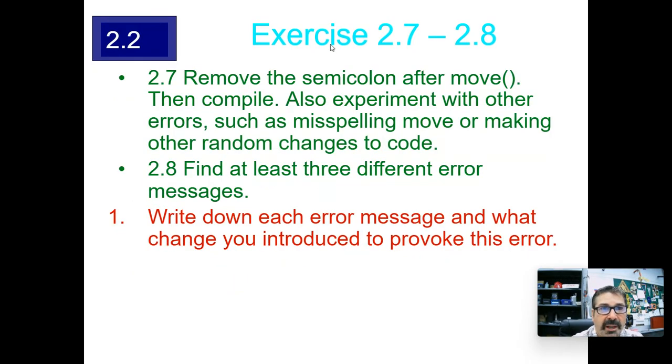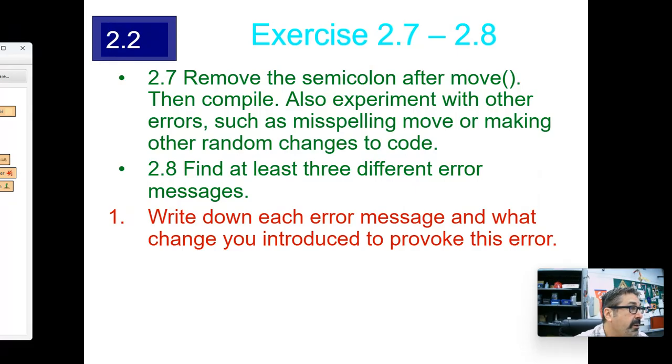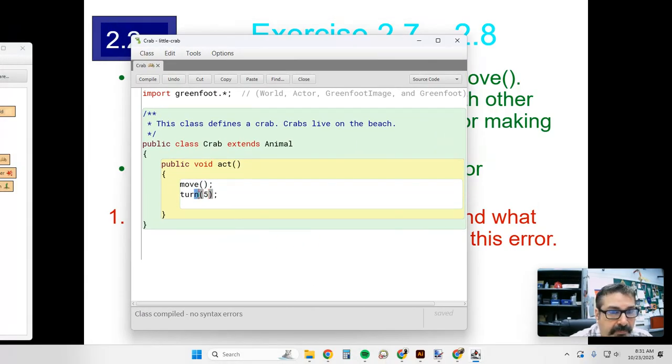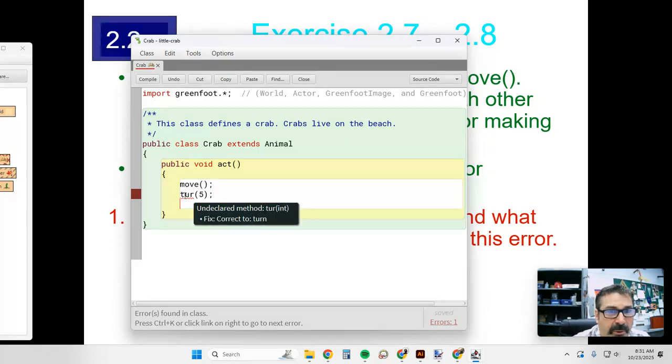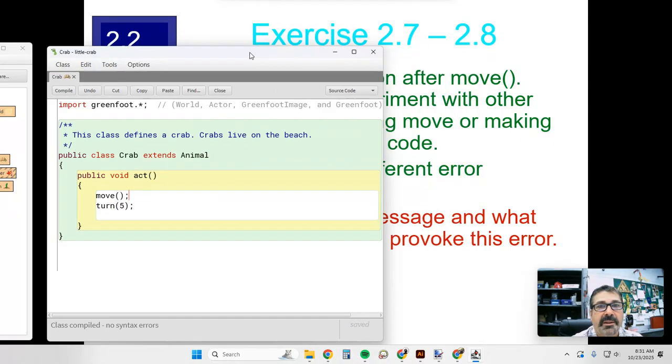All right, so here's an exercise. I want you guys to do that. Remove the semicolon after move, then compile. Also experiment with other errors, such as misspelling move or making other random changes to the code. On your handout, I want you to write down what you did and then the error message. So for example, if I go over here, I'm going to spell it wrong. I got rid of the n in turn, and the error was undeclared method tur. So basically, nobody taught it how to tur, but somebody did teach it how to turn. Okay, so write down 3 of those.